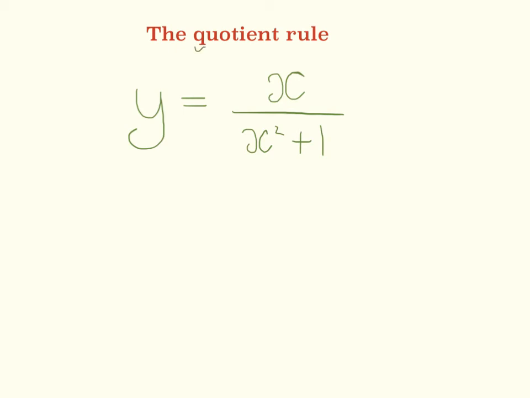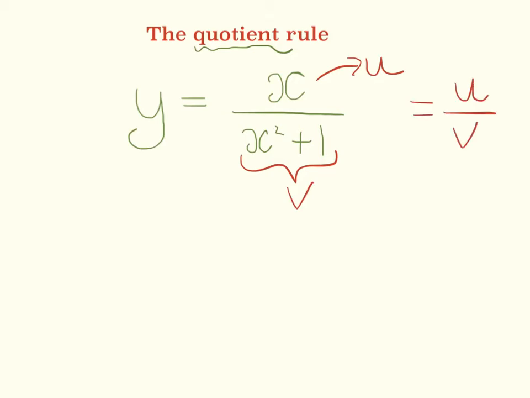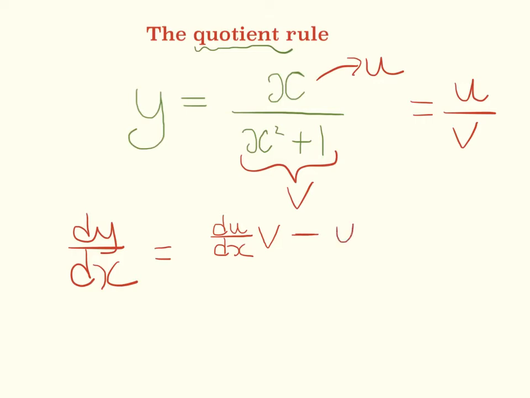Okay, last rule is the quotient rule, and you've seen this before, it's one thing on top of another. So in this instance, we're going to call the bit on the top u, and this bottom function, we're going to call v. So y is u over v, and the quotient rule tells us that dy by dx is du by dx times v minus u times dv by dx.